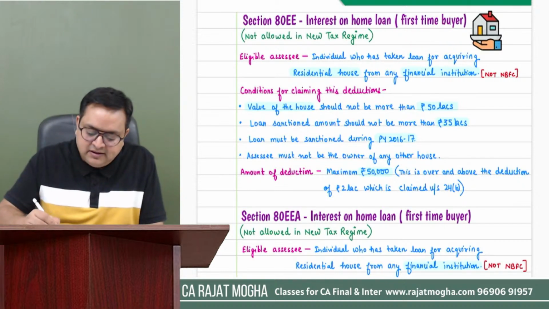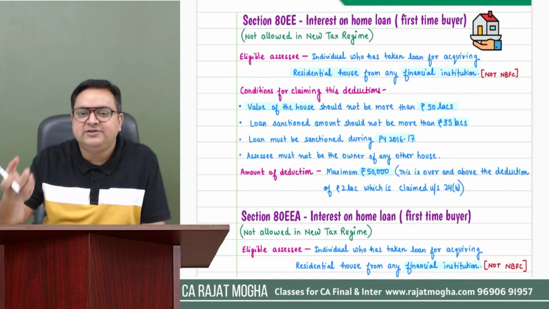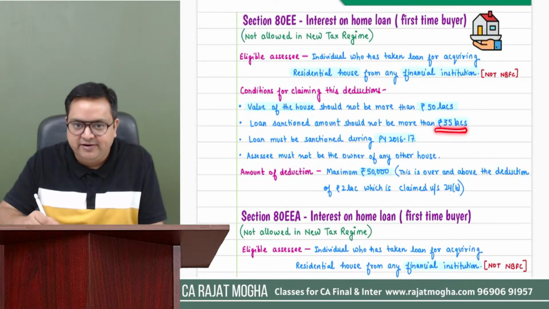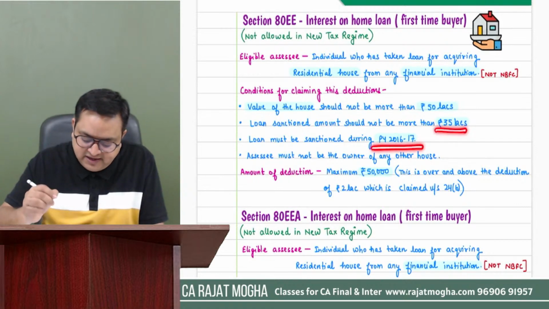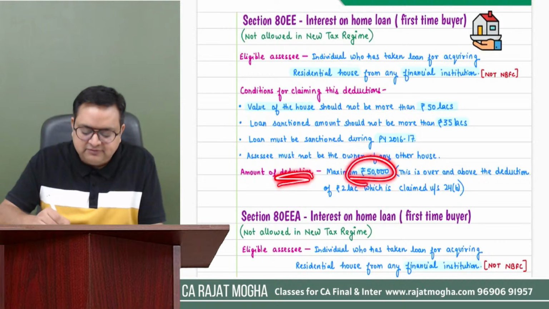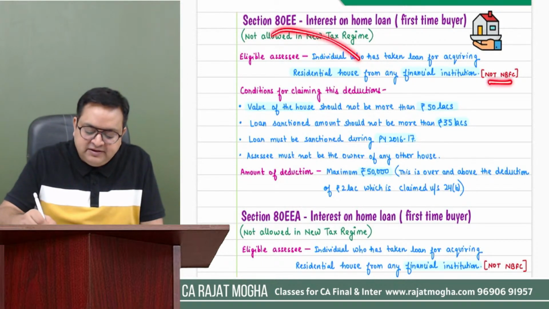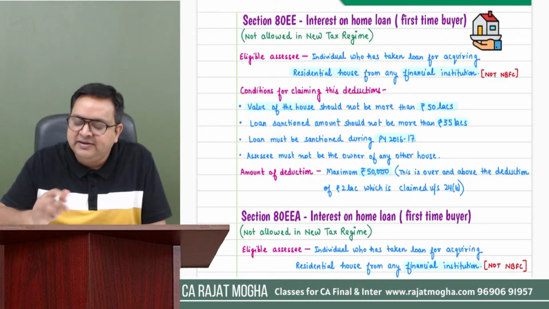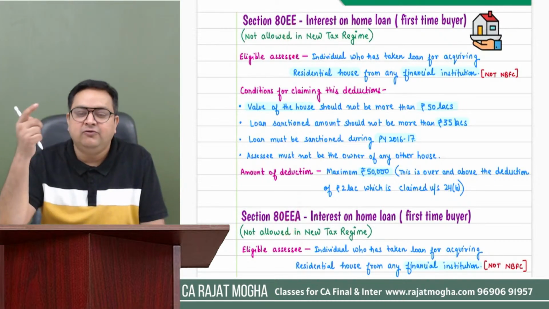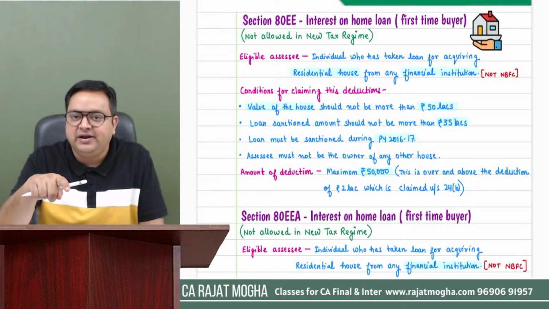What is the condition? The value of the house should not be more than 50. The loan which we have taken from the bank or financial institution should not be more than 35 lakh. Loan must be sanctioned during this date. And this is over and above 24B. But the maximum deduction which we can claim is 50,000 over there, right? So if we have taken a loan from NBFC, will it be allowed? Non-banking financial companies, no. In 80EE, 80EEA, NBFC is not covered. If we have taken a loan from financial institution, from banks, etc., then it is allowed. But from NBFC, it is not allowed.